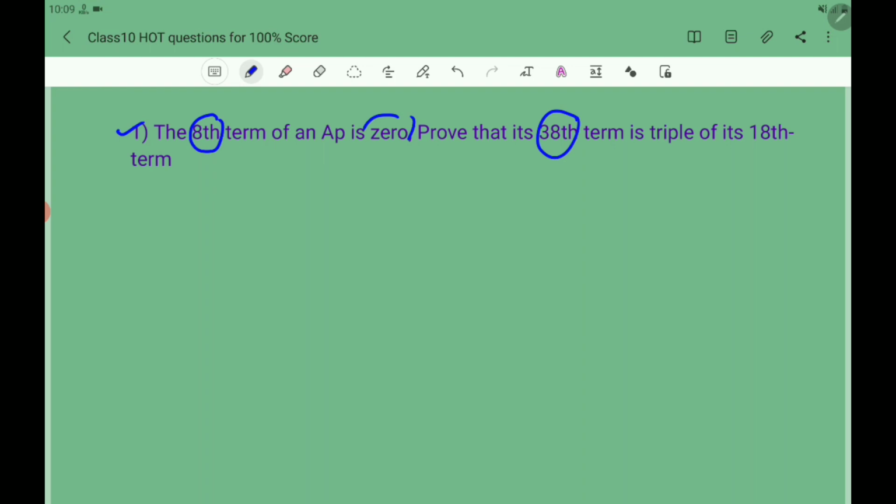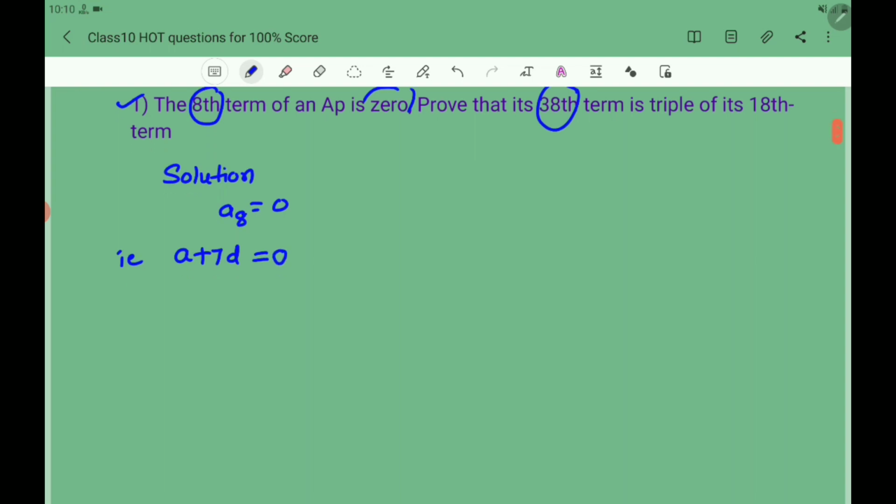So you take what is given, A8. You write the solution here. A8 equals 0. A8, that you know, A8 means A plus 7D. That is A plus 7D equals 0. Then you take here A equals minus 7D. Here you got that A equals minus 7D. Consider this is the first one.